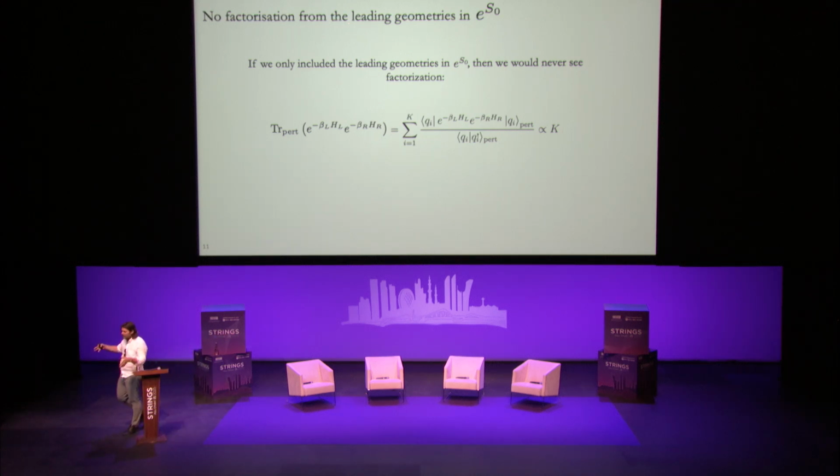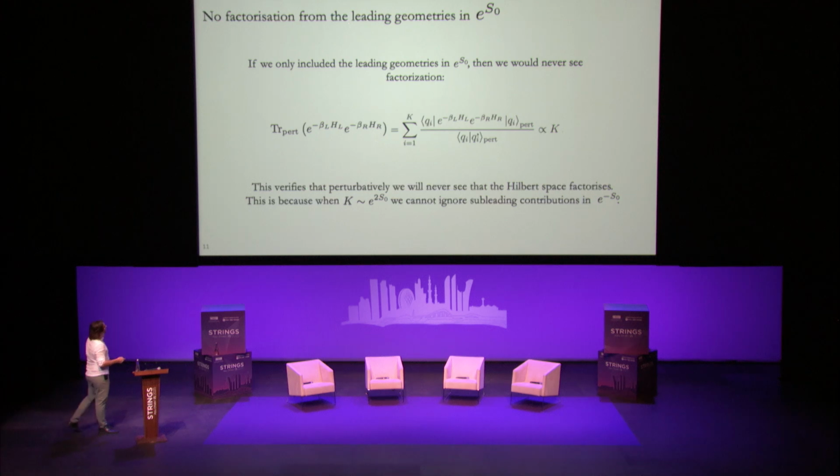So there's no chance of seeing that at some point, if I include more and more states, eventually this perturbative trace will diverge and will stop making sense. There's no sense in which it will start factorizing. So this verifies that perturbatively we never see that the Hilbert space factorizes. And this is because when k is large enough in this sum, when it competes with e to the 2S naught, we cannot ignore subleading corrections in e to the minus S naught.